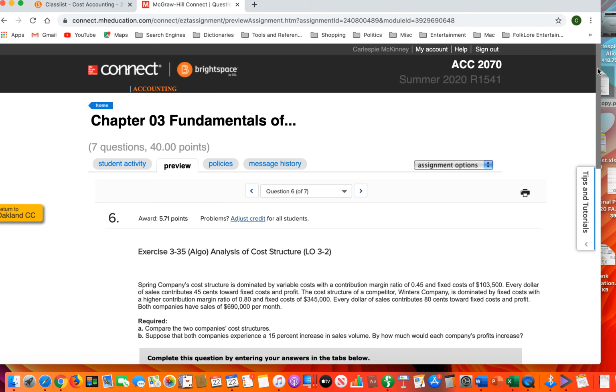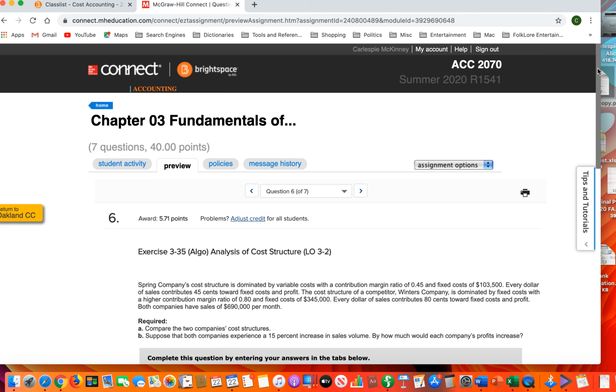Sales minus variable cost is contribution margin. If you know two of them, you can figure out the third one. We know the sales is 690,000. We know the contribution margin is 45% of that, which is 310,500. So the variable cost must be 55% of that, or 379,500.